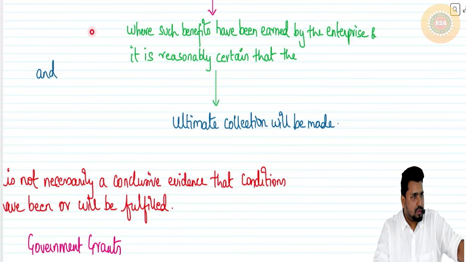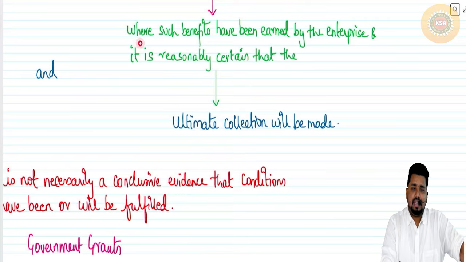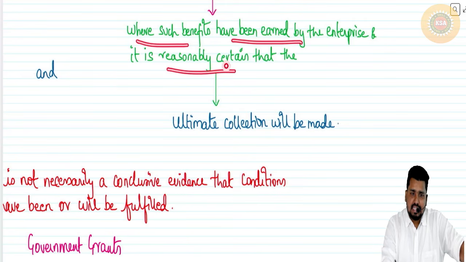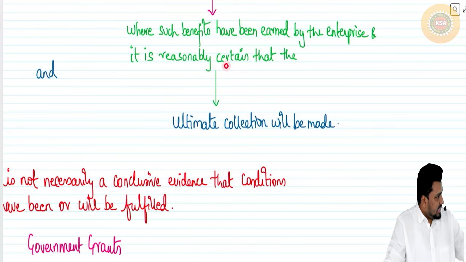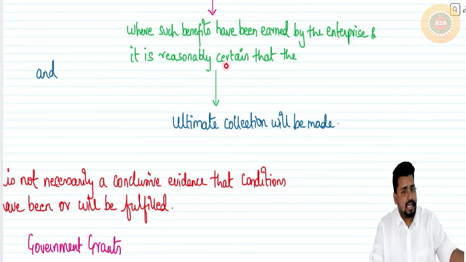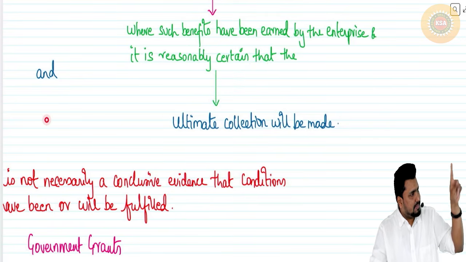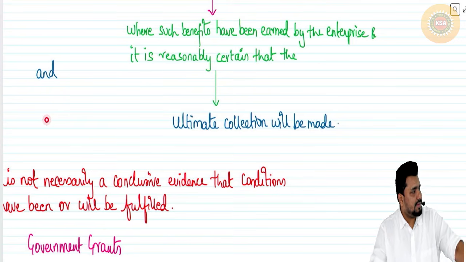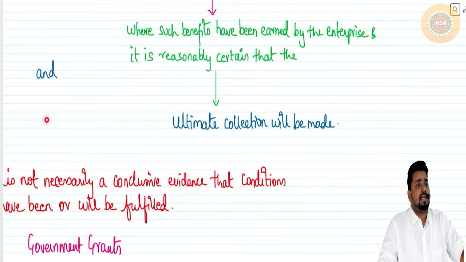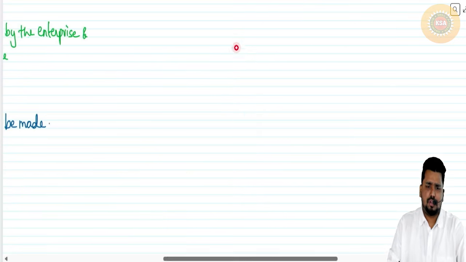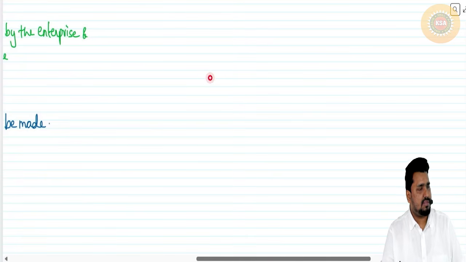I have taught you how to read, yes or no. So, where such benefits have been earned and the entity is reasonably certain that ultimate collection will be made, then that also gets a tick, which means we can pass the journal entry. I'll ask you certain questions. Assume both the conditions are satisfied.